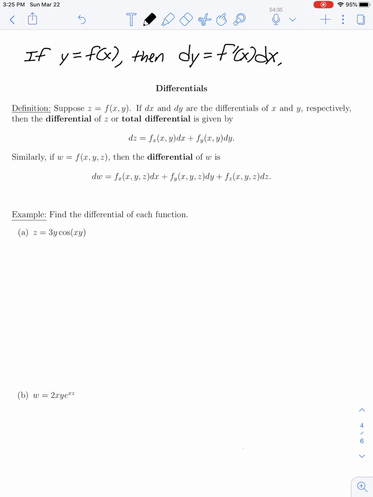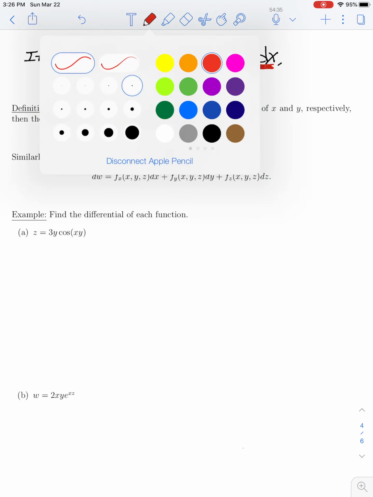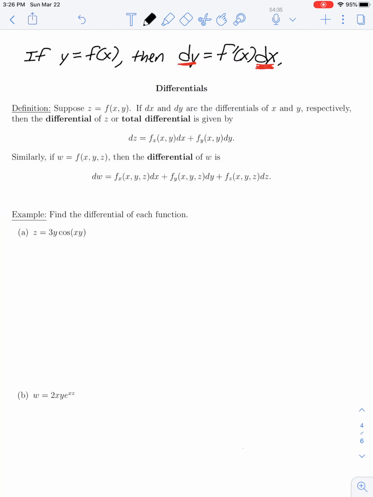So these differentials dy or dx usually represent a very small change or a very small quantity in, say, the x or the y direction. So dx would be a small length along the x-axis, and dy would be a small length along the y-axis, or a small change in the quantities x or y. So we've got this definition of differentials for single variable functions. Let's consider these for multivariable functions.